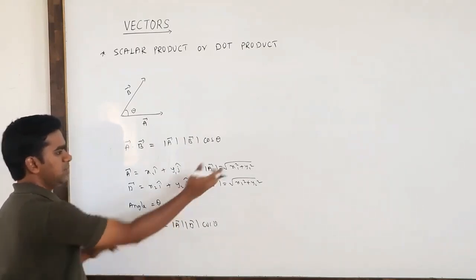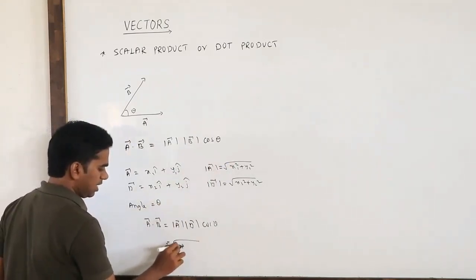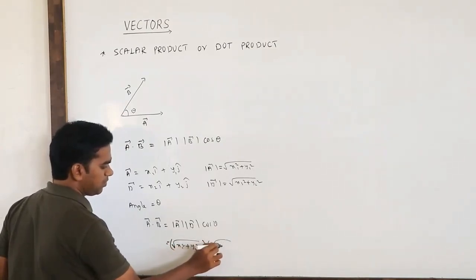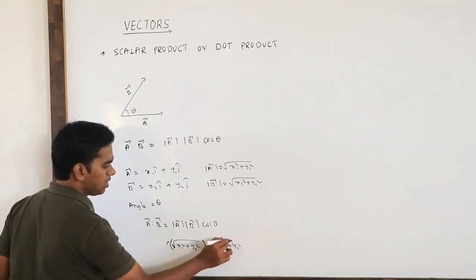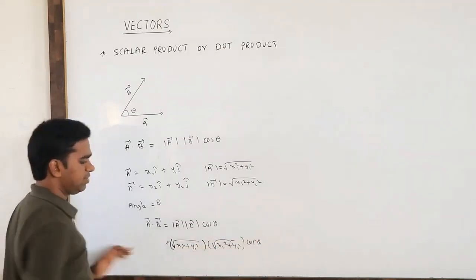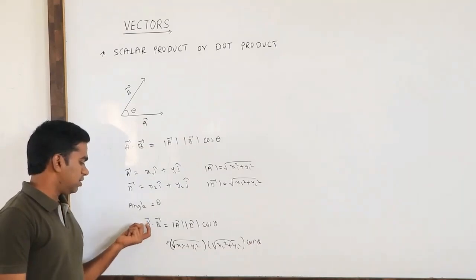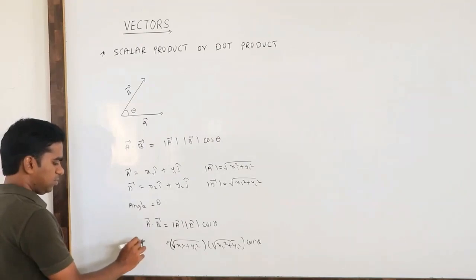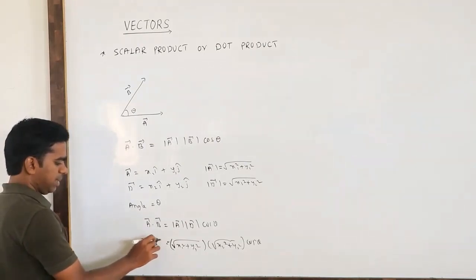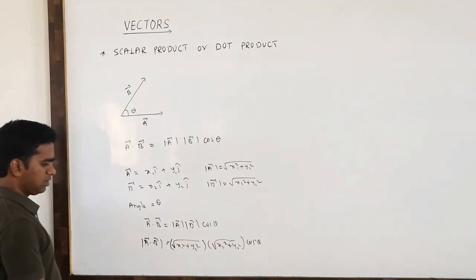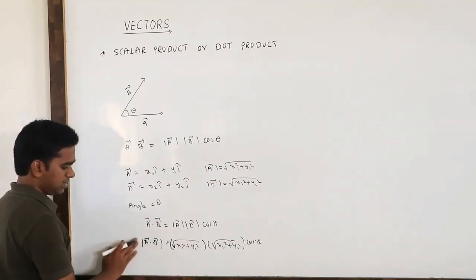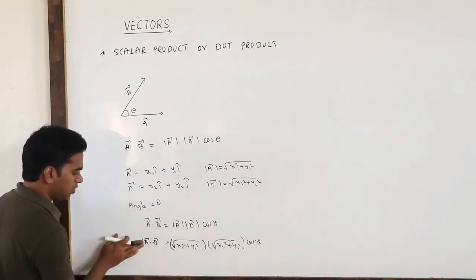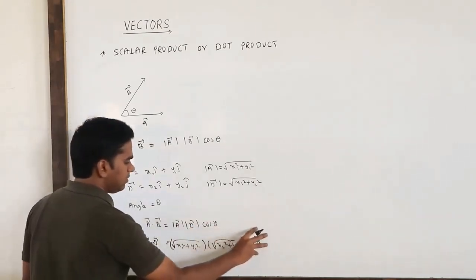If you do this much, you can just substitute over here: root of x1 square plus y1 square, multiplied by root of x2 square plus y2 square, multiplied by cos of the angle between them. You will get A dot B. But what will you get here? You will get the magnitude of A dot B. If theta is given, you will always get a magnitude only, because it is a scalar. So if theta is given, it is okay.